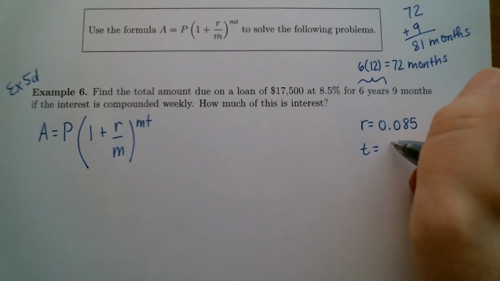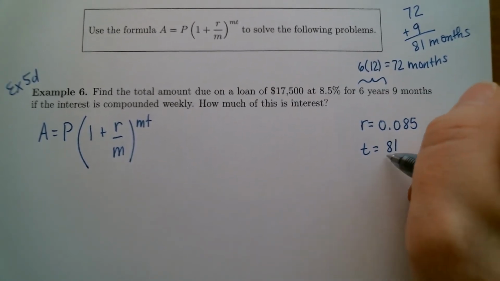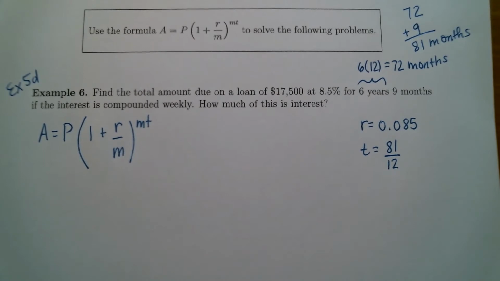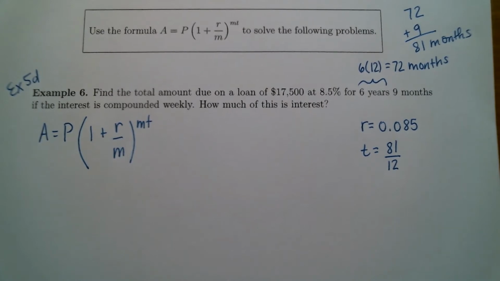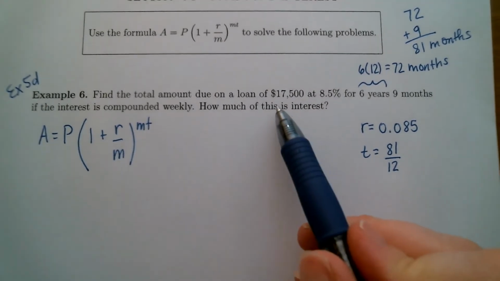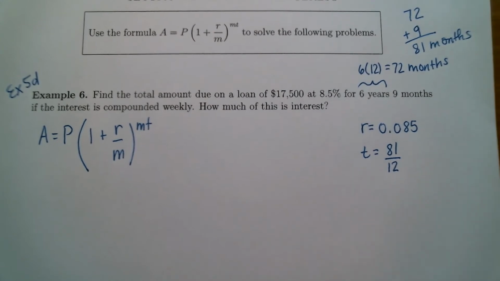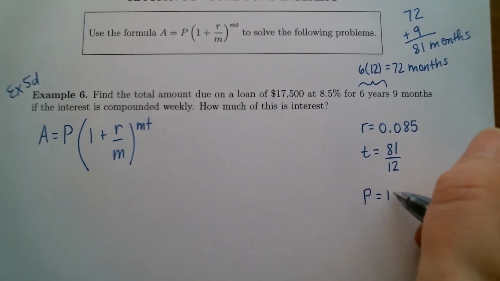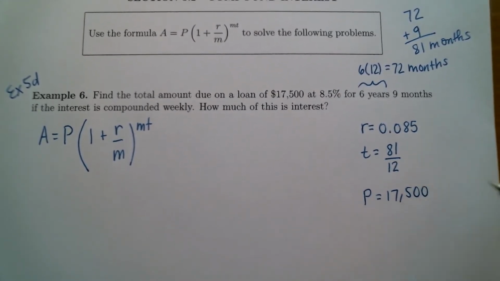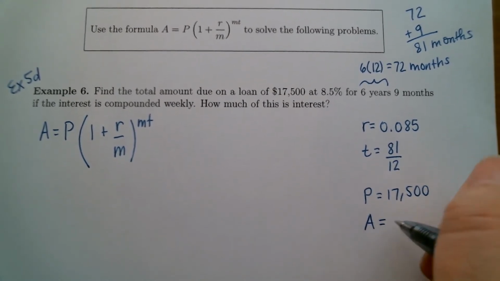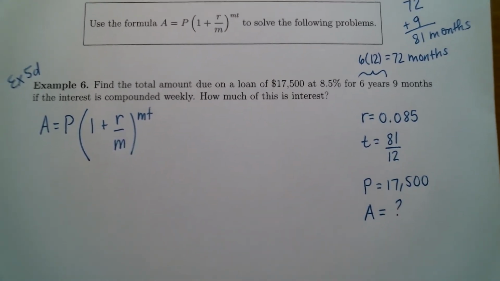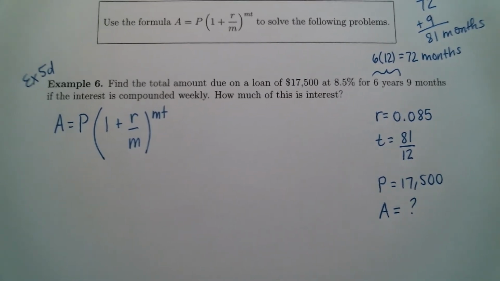So the time needs to be 81 out of 12 months. Remember, if you just put 81, that's going to be 81 years. You're not borrowing the money for that long. So you have to divide 81 by 12 to indicate that you're borrowing the money for 81 months. P is the principal, how much you're borrowing. We're borrowing a lump sum of $17,500. We are looking for the total amount due, so that's going to be the A value, or the future value.